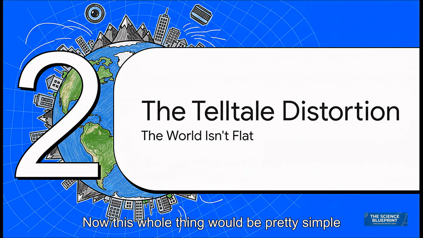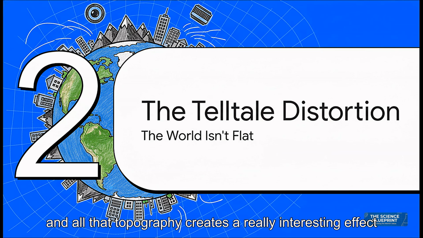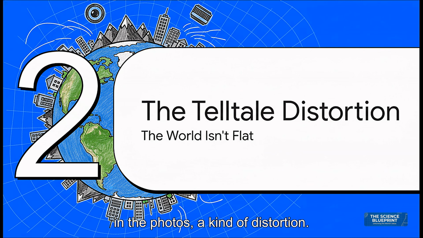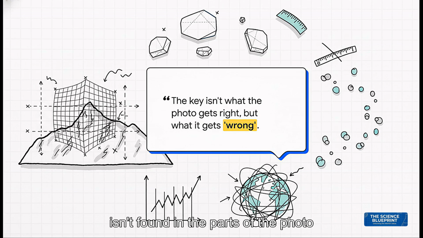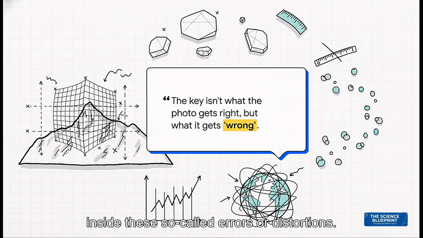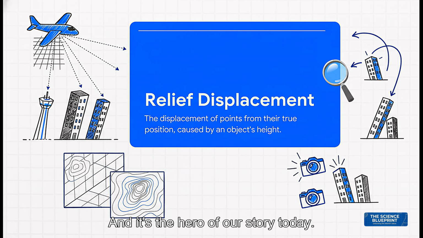Now, this whole thing would be pretty simple if the Earth was flat as a pancake. But of course, it isn't. You've got mountains and valleys and buildings, and all that topography creates a really interesting effect in the photos, a kind of distortion. And this is where the real genius of photogrammetry comes in. The secret to measuring height isn't found in the parts of the photo that are perfectly to scale. No, the secret is actually hidden inside these so-called errors or distortions. This critical distortion has a name: relief displacement. And it's the hero of our story today.